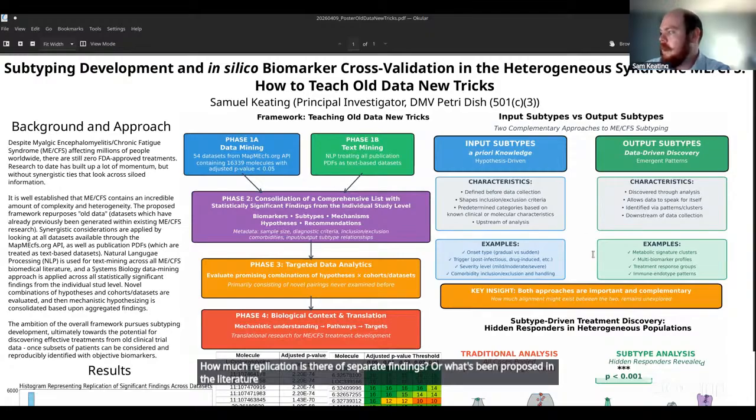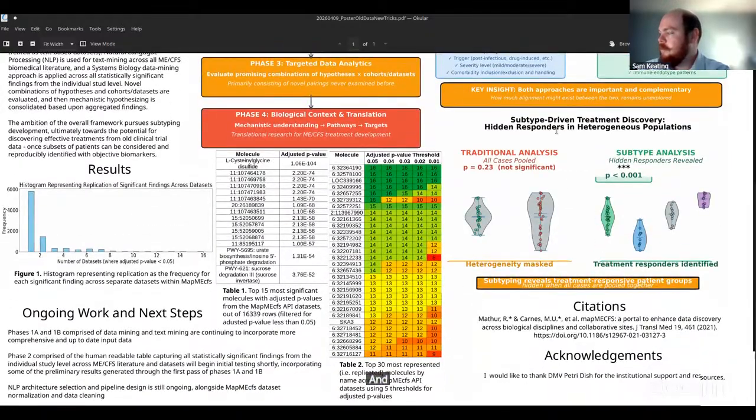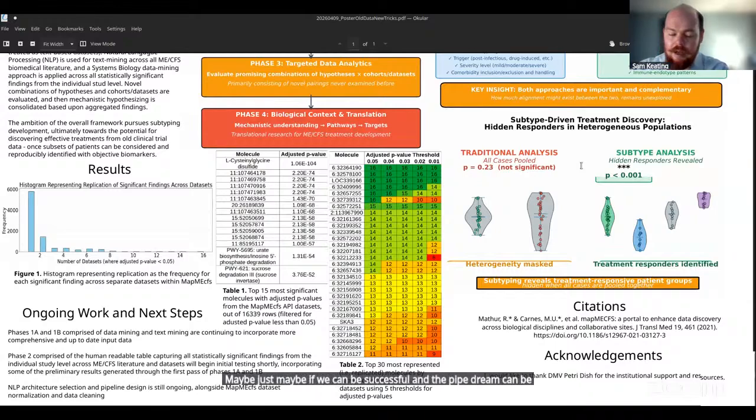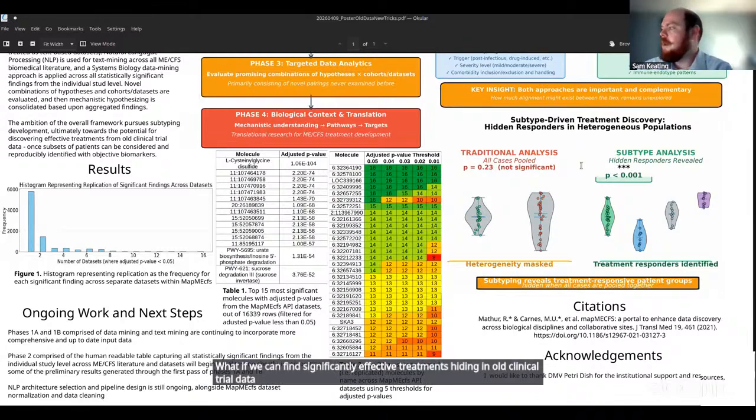And maybe just maybe, if we can be successful and the pipe dream can be accomplished, what if we can find significantly effective treatments hiding in old clinical trial data sets?